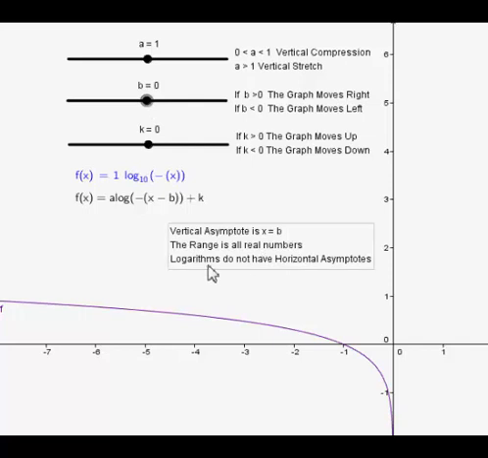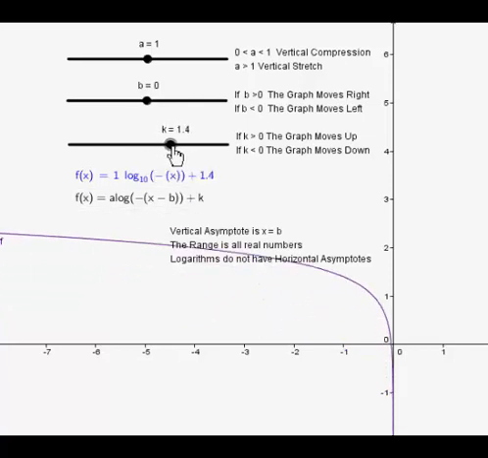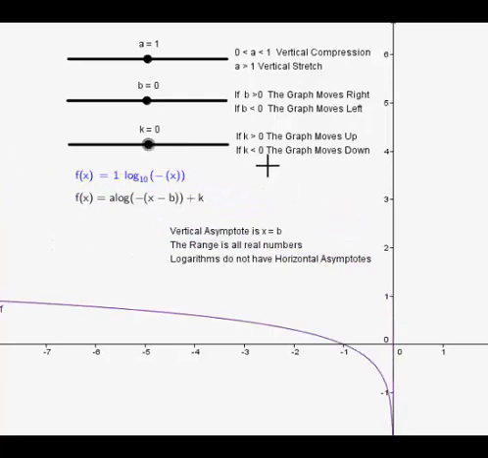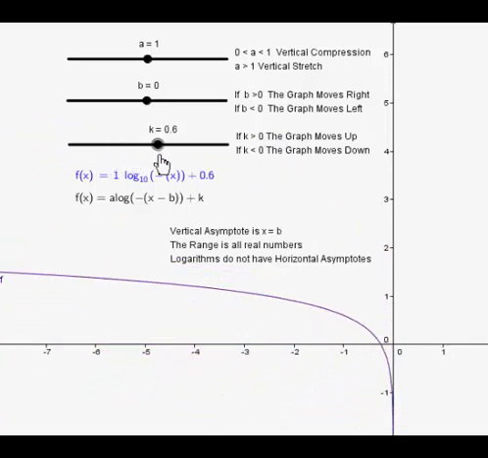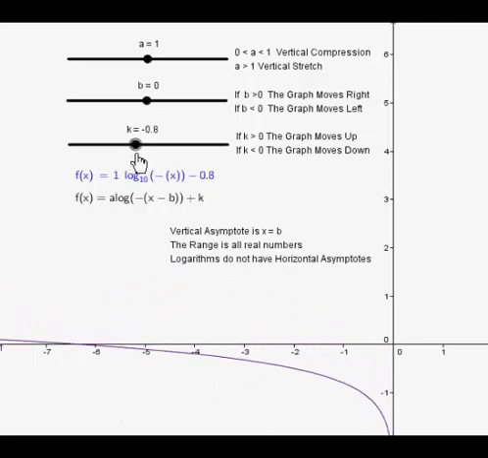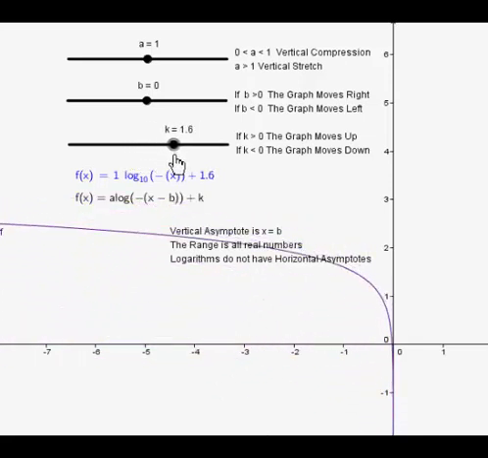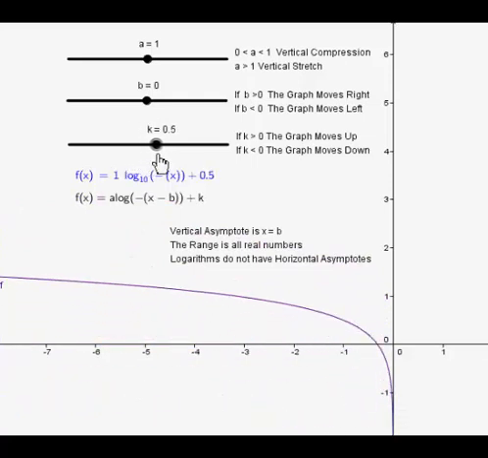But notice, as I said before, logarithms never have horizontal asymptotes, and the range is all real numbers regardless of these three values. Finally, remind yourself that k, if positive, will shift the graph up, and if k is negative, less than 0, the graph would move down. So as I move k to various positions on the slider, it'll take on positive and negative values, moving the graph up and down, and notice that the vertical asymptote does not change, the range does not change, but the graph has simply moved up and down.